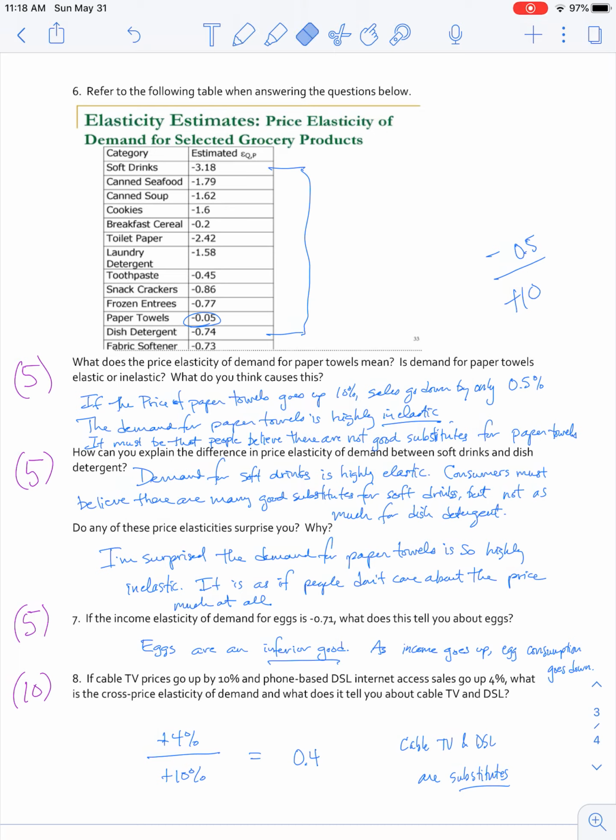So what that means is if the price of paper towels goes up by 10%, people's consumption of paper towels goes down by only 0.5%. That seems really, really small to me. So that means the demand for paper towels is highly inelastic. And what would cause that? Well, the primary thing that would cause that would be a lack of close substitutes.